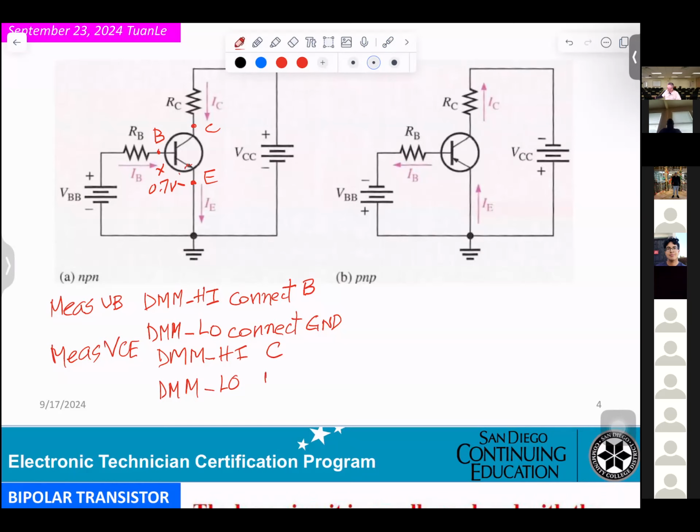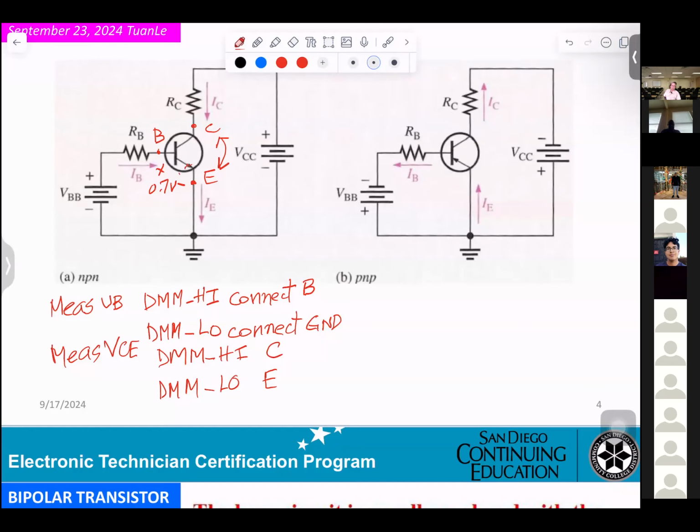Basically, you have to say, right? This case, they connect to route. However, if you want to measure C to E, then you have to connect to E. Okay?